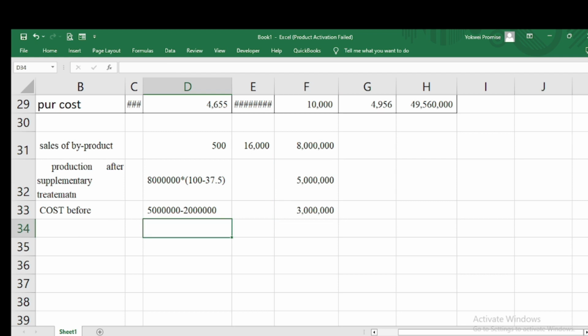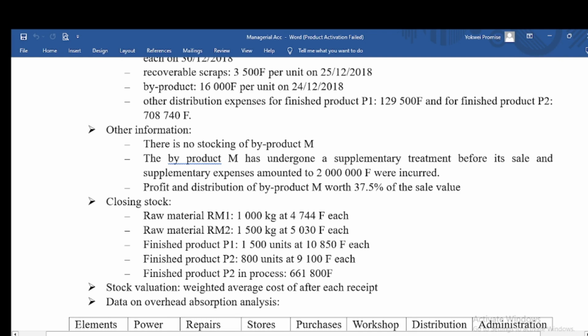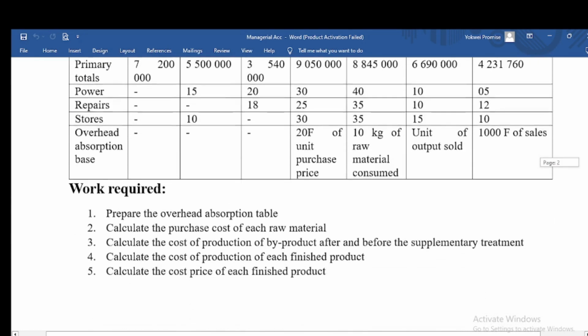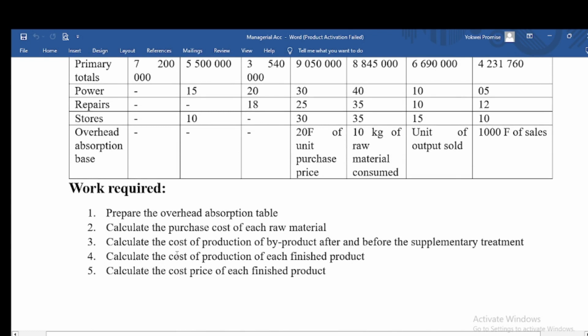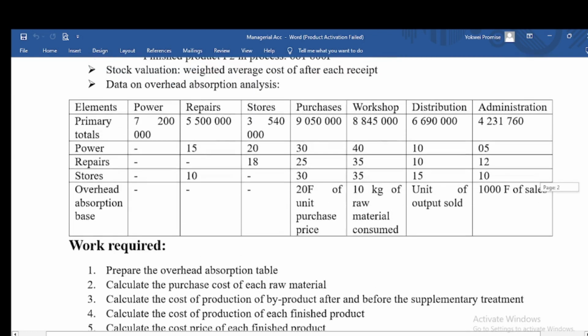The next part says the calculation of, calculate the cost of production of each finished product. Please, I'm going to determine this. So here we have to do the inventory valuation. I will do the one for raw material 1, and then you people will do the one for raw material 2. So I will use raw material 1 to determine the production cost for the first finished product.